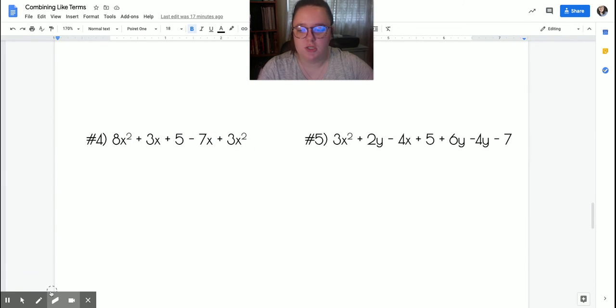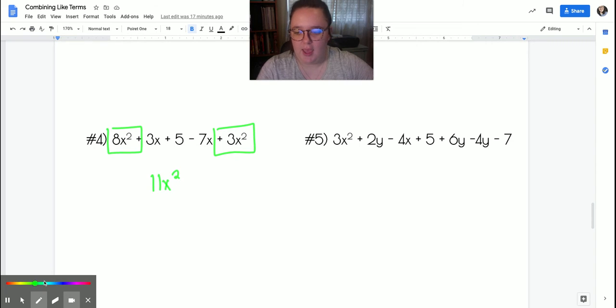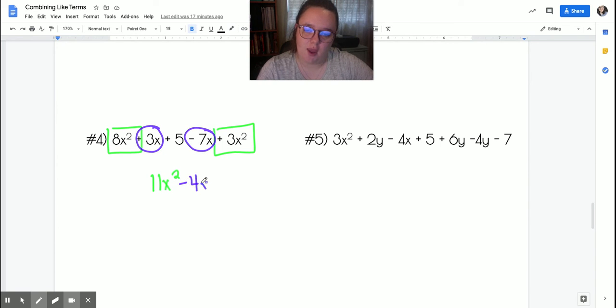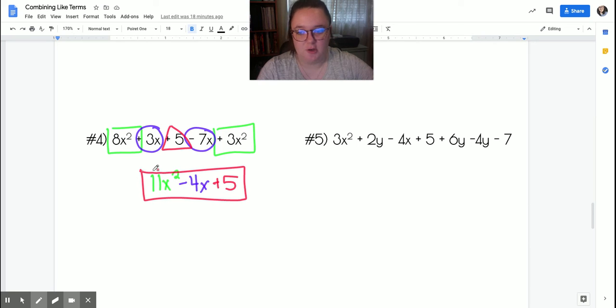You are just going to be so good that you say, here's a like term, here's a like term, 8 plus 3 is 11x squared. And then you say, here is a like term, here is a like term, that gives me negative 4x. And then this one doesn't have a like term, so I just bring it down and it's plus 5, and that's my answer, right? You're going to become so good at this to where you don't have to do that extra step writing down here of where you're adding and subtracting.